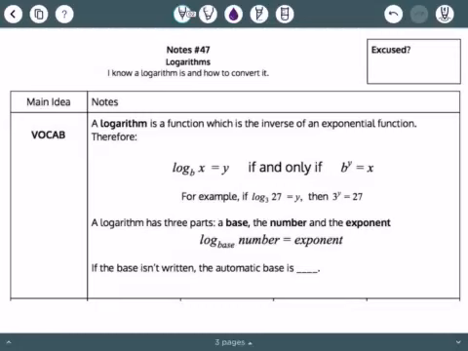Hi all, this is Notes 47. So today we are talking about logarithms and what they are and how to convert them.